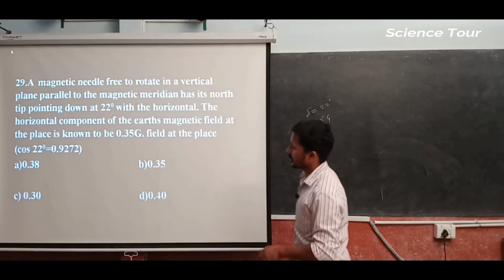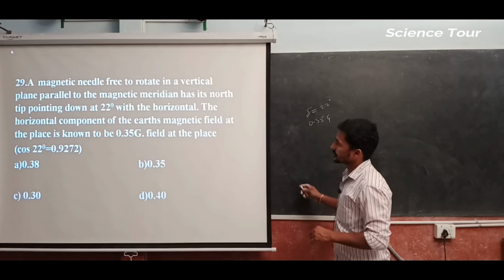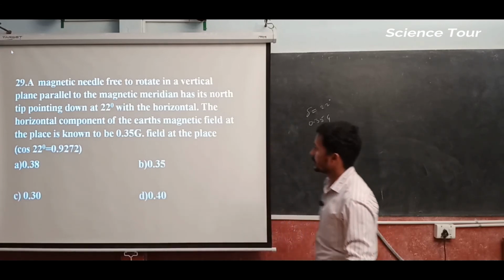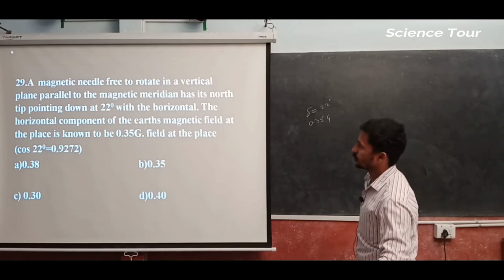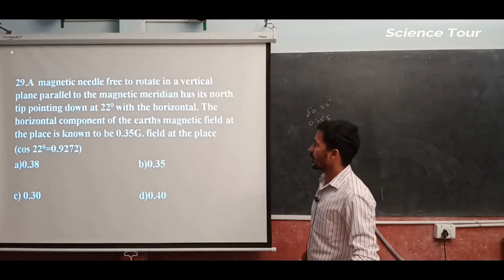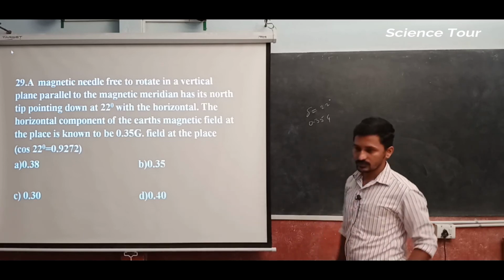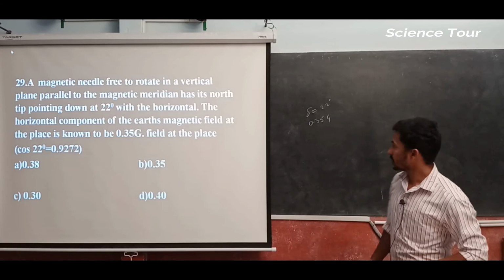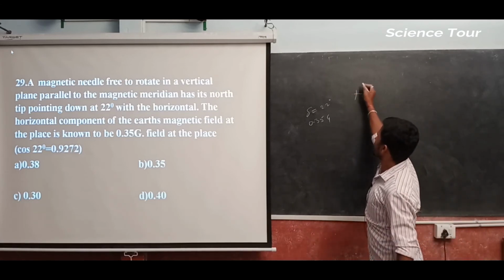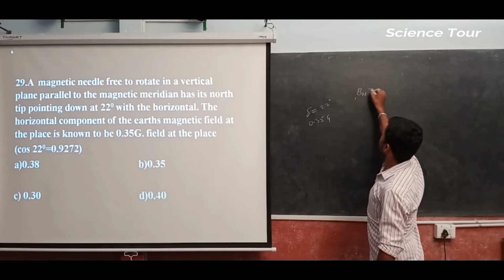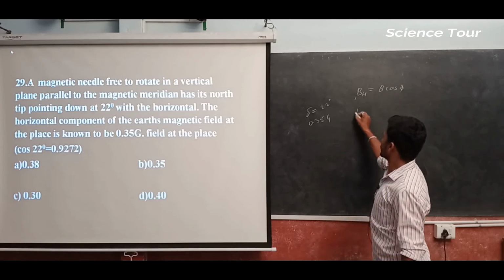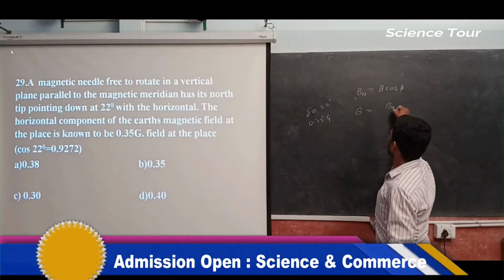Cos 22 is 0.9272, that is given, and you have to find out what? The horizontal component of the earth's magnetic field at that place is known to be 0.35 Gauss. The actual magnetic field at that place, that you have to find out. Now how are we going to find it? Horizontal component is nothing but B cos phi. B will be BH divided by cos phi.